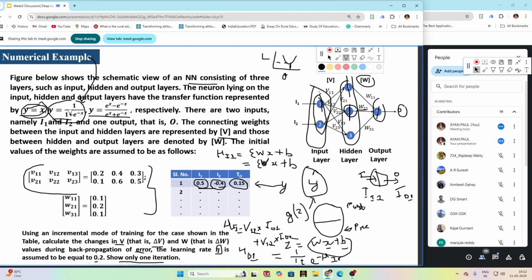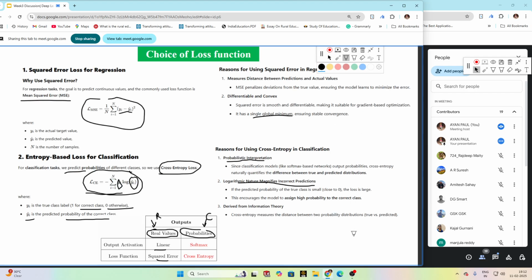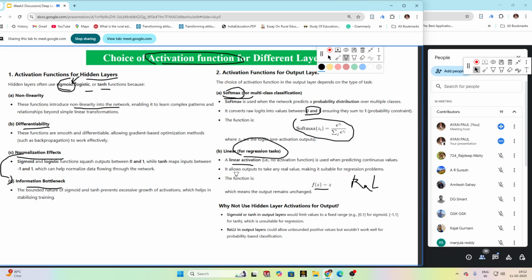I just want to understand in general, is there any intuition behind the choice of activation function for different layers? That is clear for the output layer. For the hidden layer, there are various activation functions.